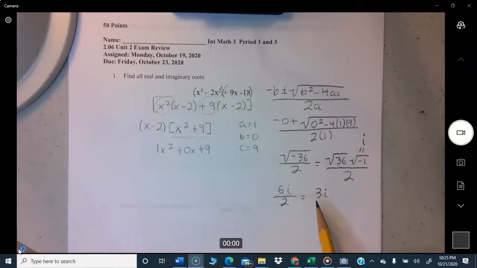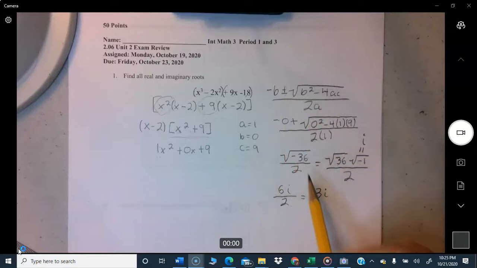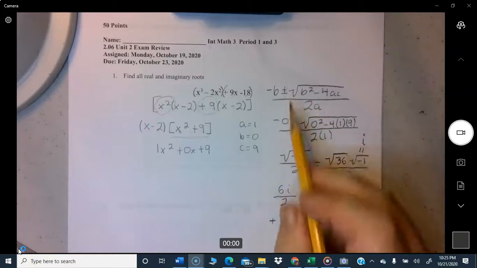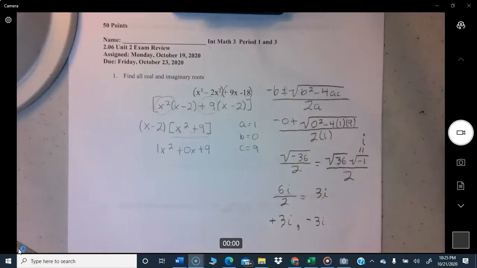Okay, now to do the second part where you have to do this with a minus sign, you don't have to do this all over again. You just take this 3i, let's write it down here, and I'll put a plus sign just to emphasize it's positive, and you put a minus sign on the front of it. So with the plus sign up here, it's that one. With the minus sign up here, it's that one. All right? So those are two of the roots. Those are the imaginary roots.